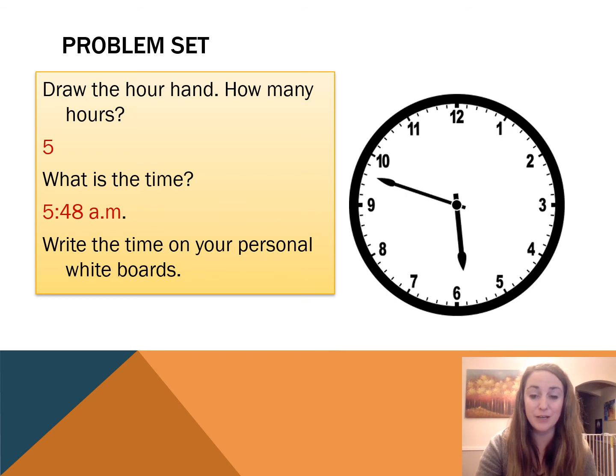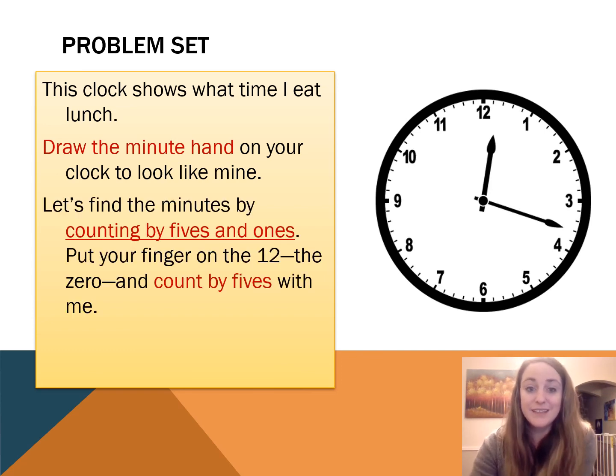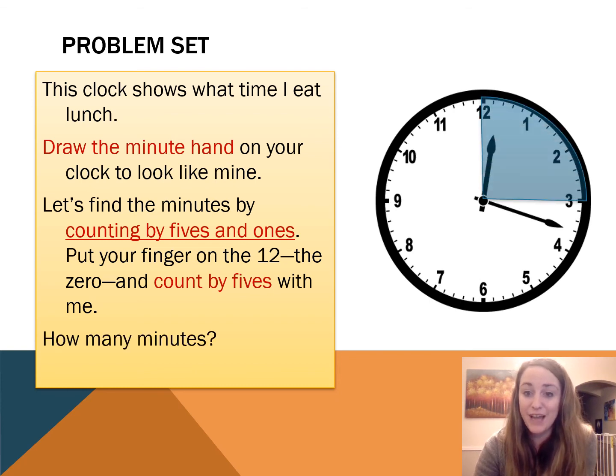Let's write the time on our personal boards. Go. This clock shows what time I eat lunch. Draw the minute hand on your clock to look like mine. Let's find the minutes by counting by 5s and 1s. Put your finger on the 12, the 0, and count by 5s with me. 5, 10, 15. 15 minutes.